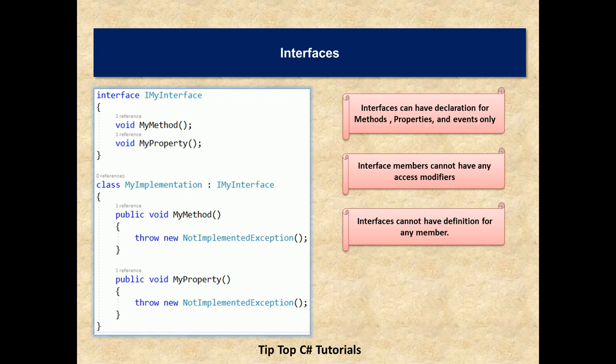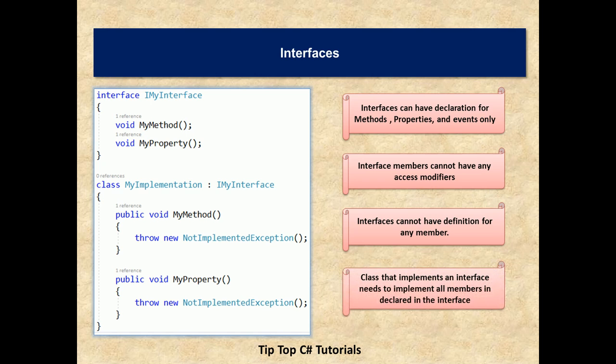An interface cannot have a definition for any member. So if you are thinking that, like in an abstract class, you can add some definition for one of the methods or properties, that's not going to work in the case of an interface. It cannot have a definition for any of the members, irrespective of whether it is a method, property, or event.